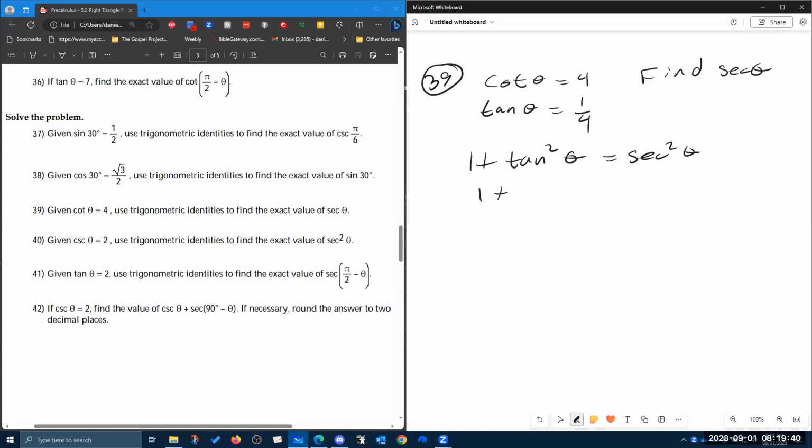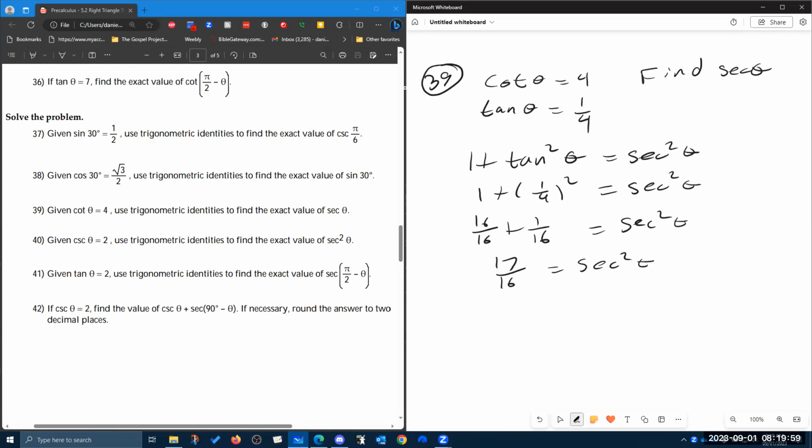So 1 plus 1/4 squared is secant squared. This is 1 over 16, and this is 16 over 16. So this is 17 over 16. I take the square root of both sides, and secant theta is the square root of 17 over 4.